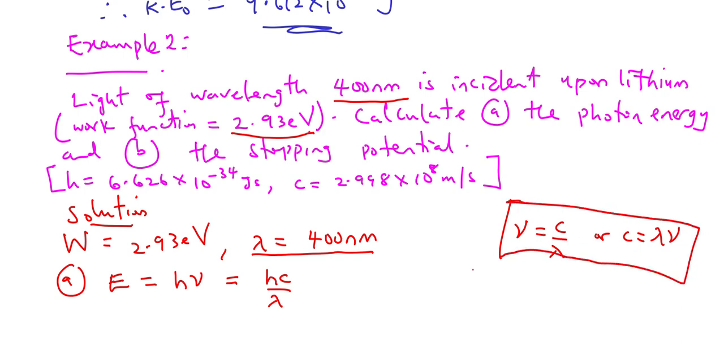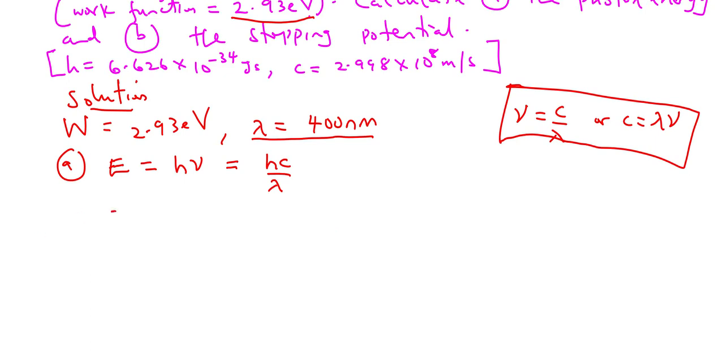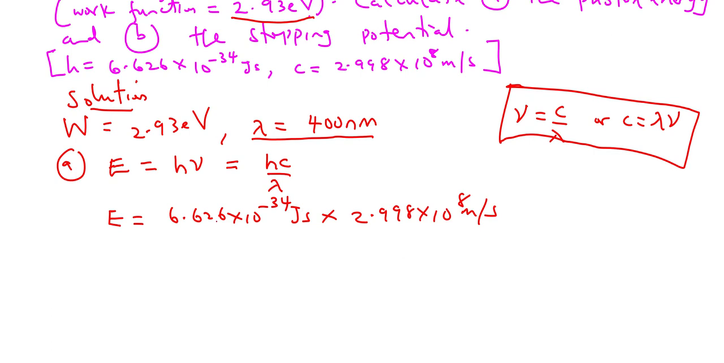This is a well-known formula. In that case, the energy will be E = hc/λ. We are given h to be 6.626 times 10 to the minus 34 joule seconds, multiplied by c, the speed of light, which is 2.998 times 10 to the 8 meters per second, then divided by the wavelength, which is given as 400 nanometers.